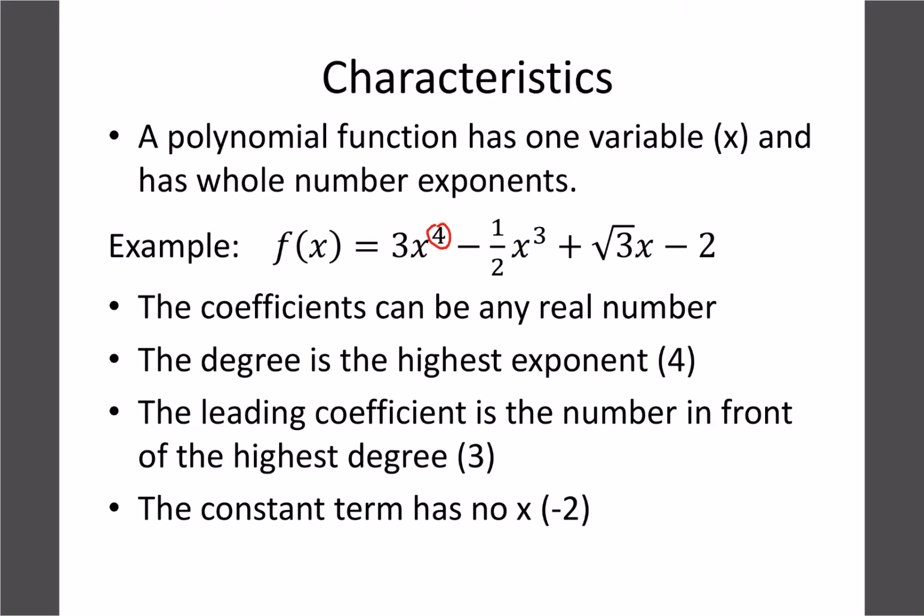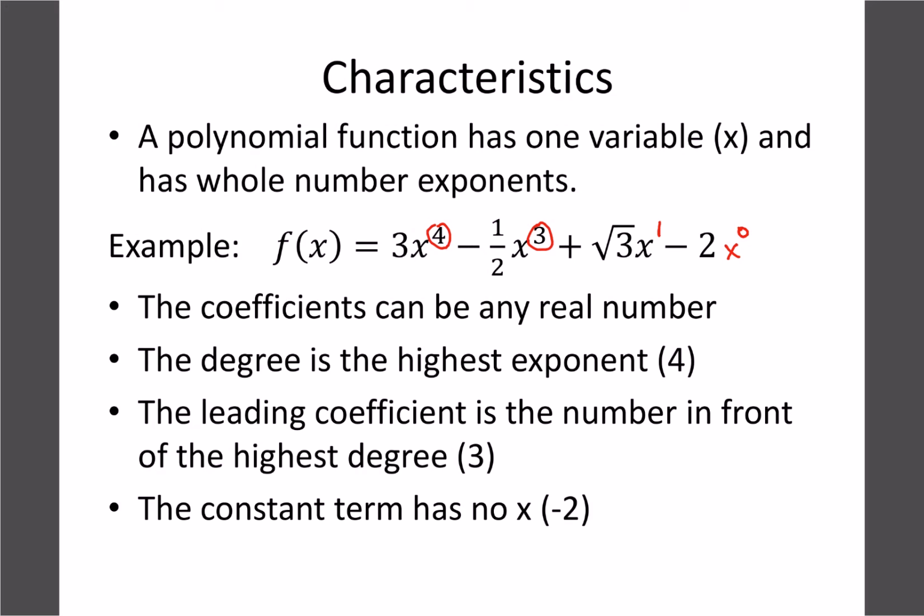So we have x to the fourth in this case. We've got x to the 3. This would be x to the 1, even though the 1's not there. We know it's there. And even a whole number like 2 technically still has an x, but it would be x to the 0. So all four of these terms do have whole number exponents.